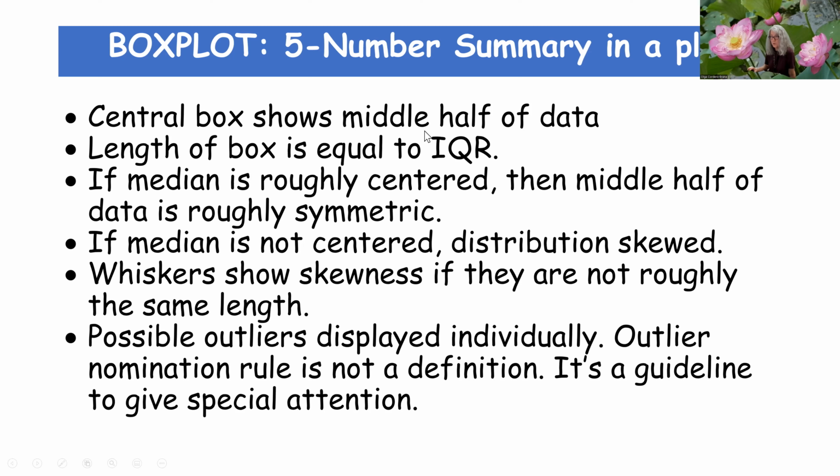The central box shows the middle half of the data. The length of the box is equal to the IQR. The median is roughly centered if the middle half of the data is roughly symmetric. So all of these things are important. The whiskers show skewness if they are not roughly of the same length. Possible outliers are displayed individually, as you will see in many graphs.